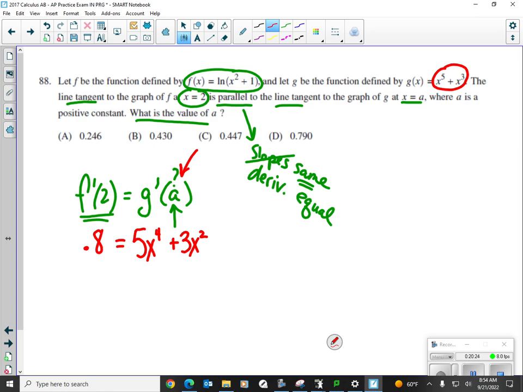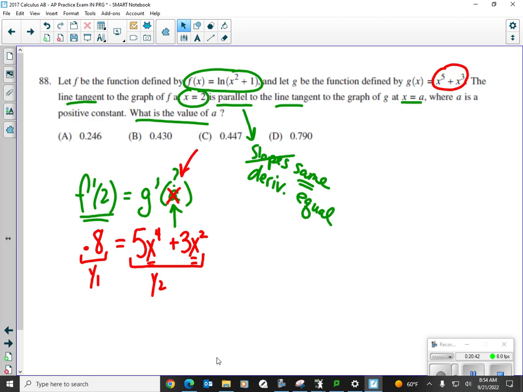So remember, a is going in for x, correct? So I'm really just finding out what value of x in this equation here would be 0.8. I'm going to put this in y1, and I'm going to put this in y2, and I'm just going to see where they intersect. Guess what? It might be at multiple points. But my value that I'm looking for, x, which they call a, is going to be positive. So if you get a negative and a positive, you want the positive answer.